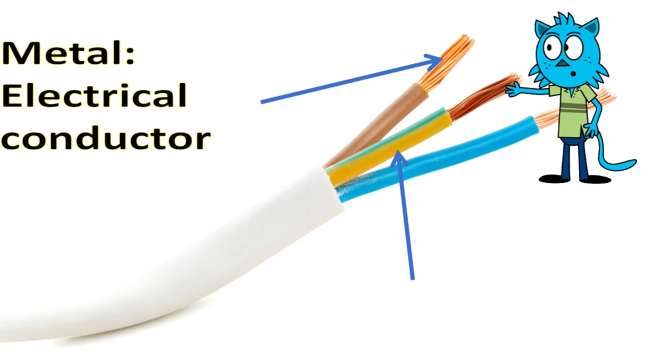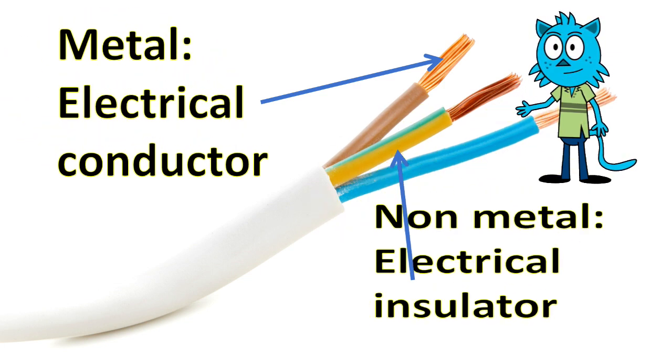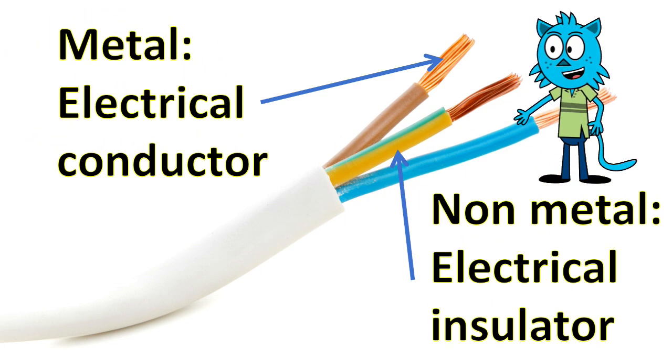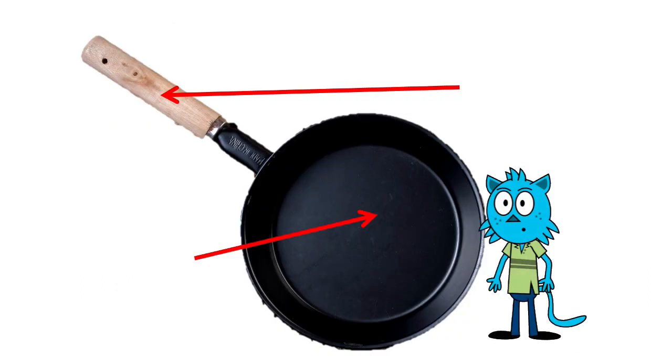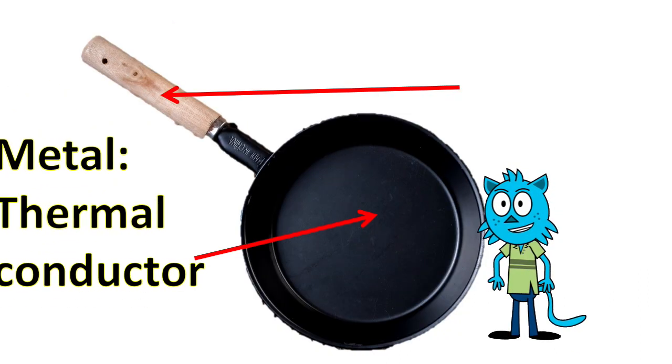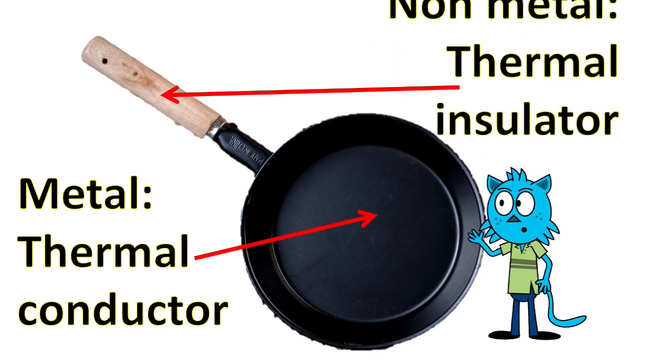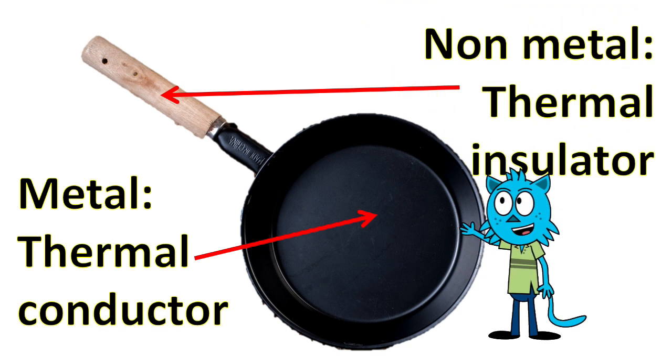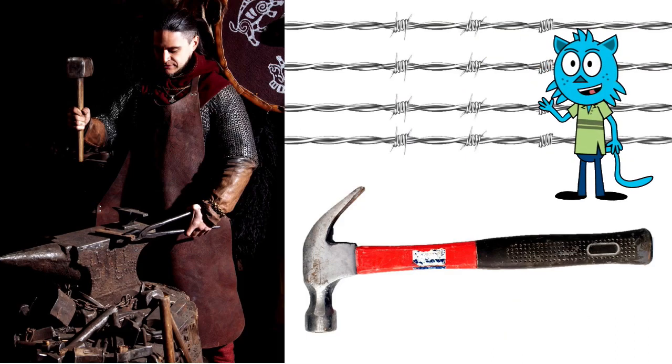Metals are electrical conductors, whereas non-metals are electrical insulators. All metals let electricity flow through them easily. Non-metals do not. Metals are also thermal conductors, letting heat travel through them easily, whereas non-metals are thermal insulators. Metals are ductile, malleable and strong, whereas non-metals are brittle.